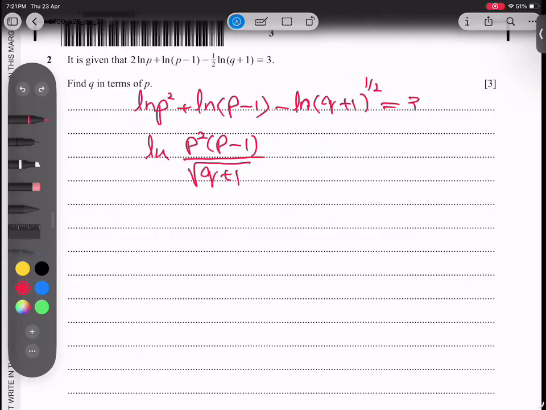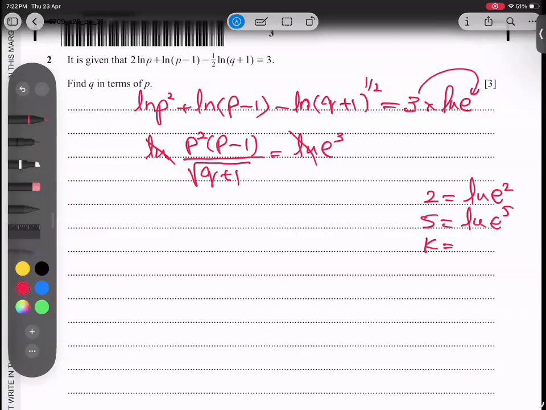Okay, what identities are there? We can write 3 and 3 as 1, and 1 we can replace by ln e, because ln e and 1 are the same, and 3 can go in the power. And ln cancels. For example, 2 you can write as ln e to the power 2, 5 as ln e to the power 5, and k you can replace by ln e to the power k. This is done, students.